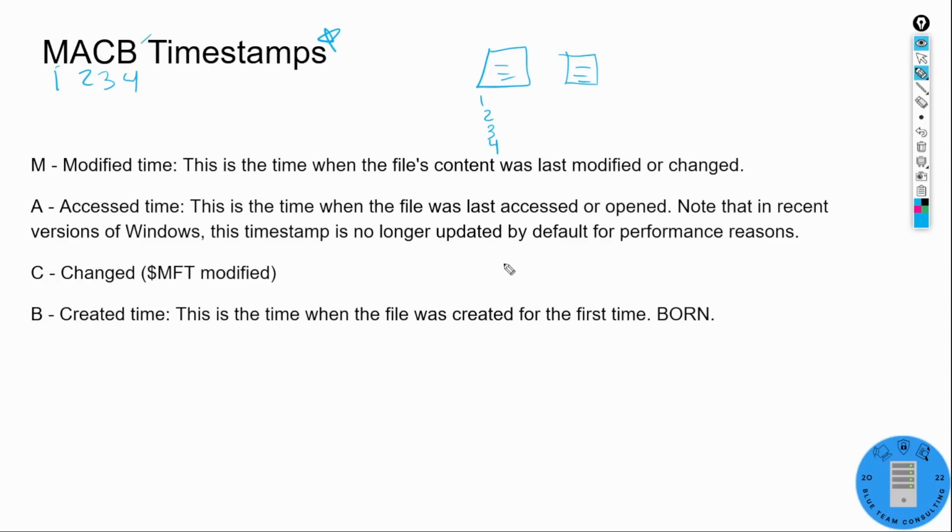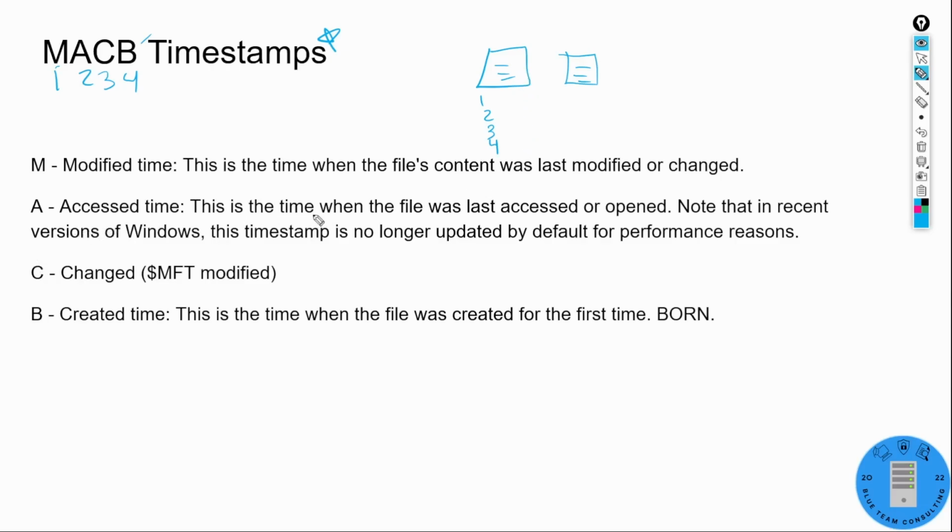Every file on the Windows operating system is going to have a MACB timestamp associated to it, and whether or not that timestamp has updated or not will be tracked in the MFT, your master file table. M is the modified time. This is the time when the file's content was last modified or changed. So if I open a file, that's not going to update the modified time. If I go into my Word document, and I change a sentence in there and I save it, that will change the modified time.